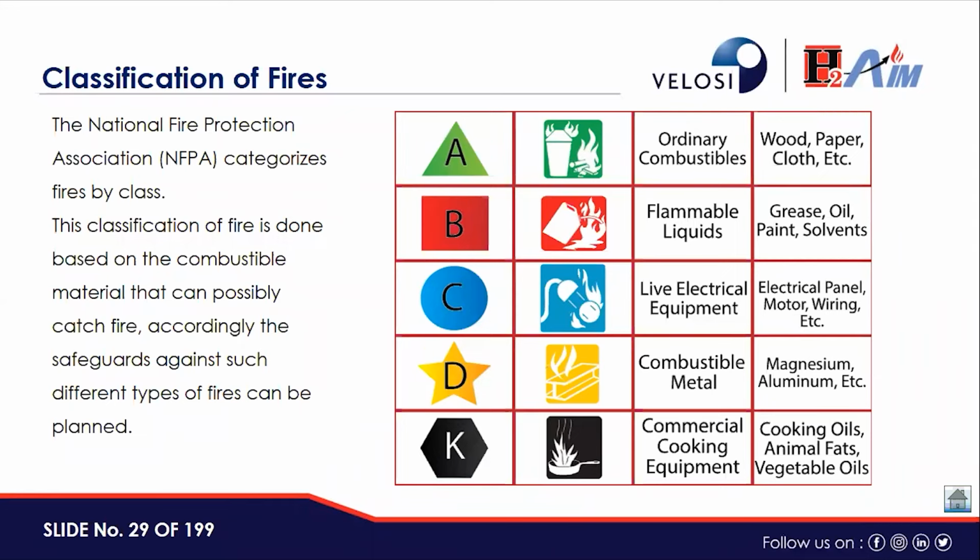The second class of fire is Class B fires, which are also known as liquid or gaseous fires. Class B fires involve flammable liquids and gases, especially fuels like petroleum or petroleum-based products such as gasoline, paints, and kerosene. The next type of fire is Class C fires.